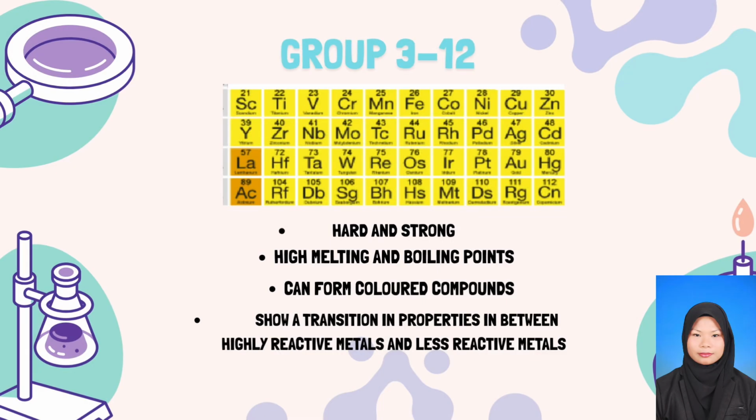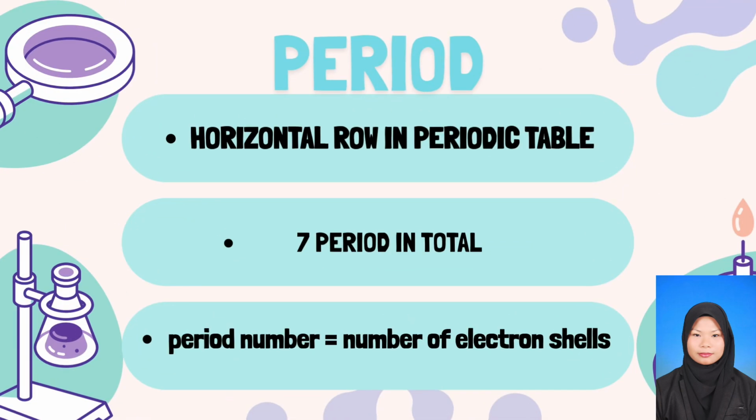Elements in groups 3 to 12 are hard and strong. The melting and boiling points are high. They can also form colored compounds. They show a transition in properties between highly reactive metals and less reactive metals. The period in the periodic table is the horizontal row. There are 7 periods in total. The period number is the same as the number of electron shells.